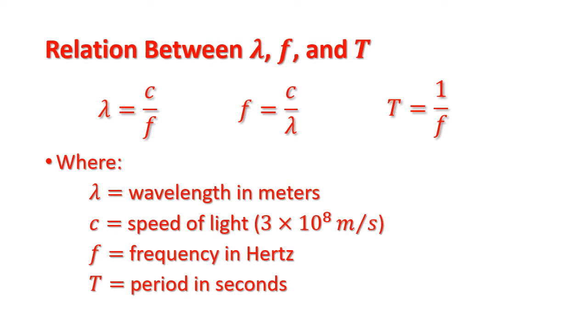These are the relationships of wavelength, frequency, and period of a given waveform. First, the wavelength is lambda. It is measured in meters. It is equivalent to the speed of light, c, divided by the waveform's frequency, denoted by f. And then if we want to compute for frequency, it is equivalent to the speed of light divided by the wavelength in meters. And lastly, to compute for the period in seconds, we just have to get the reciprocal of frequency.